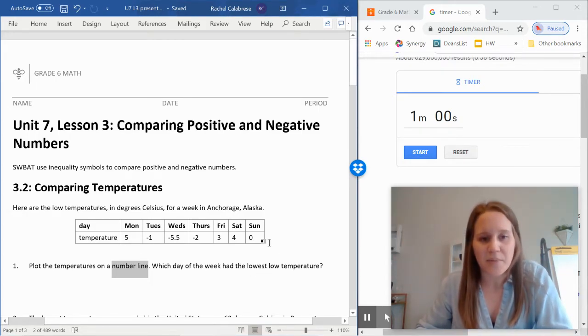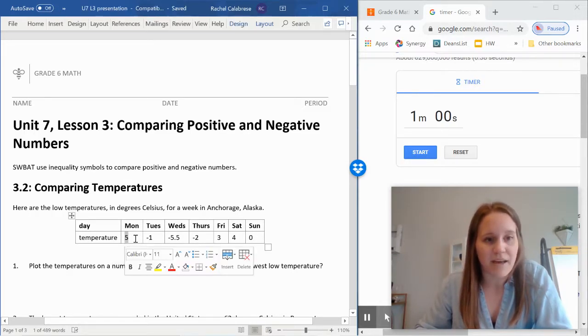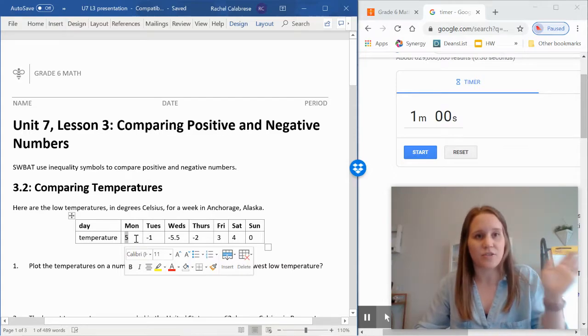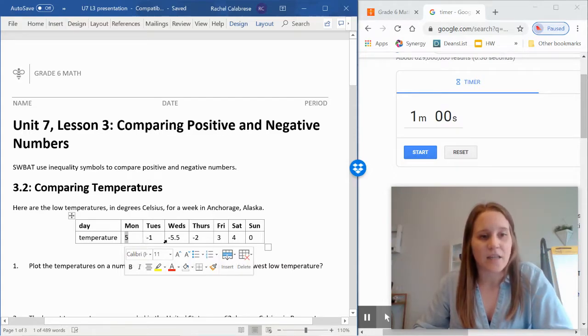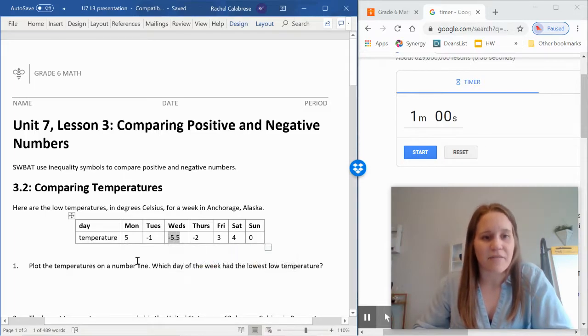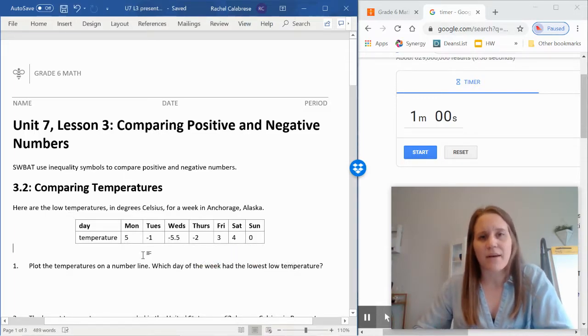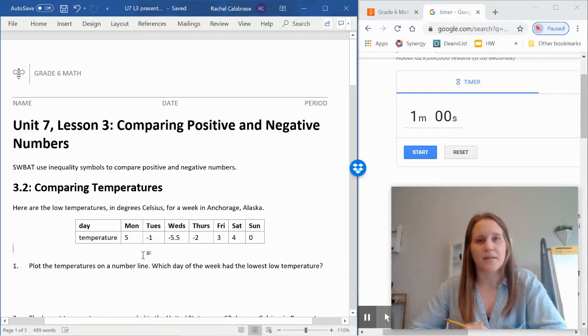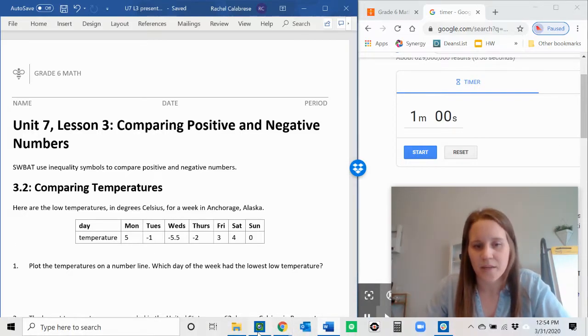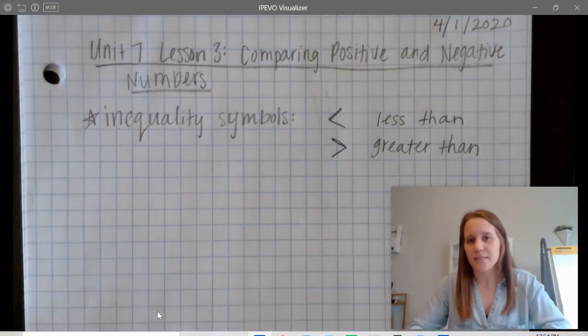So in planning my number line, I see that the largest number is positive 5. That will be the one most farthest to the right. And the lowest number, one farthest to the left, is negative 5.5. So I'm going to go ahead and make my number line from negative 6 to positive 6. Okay. Go ahead and do that with me.